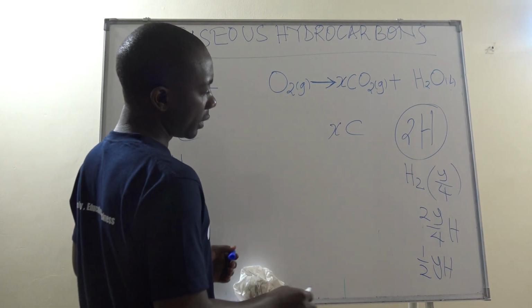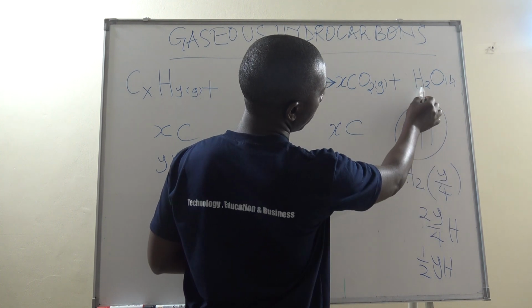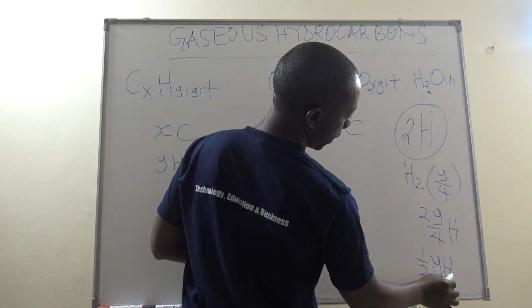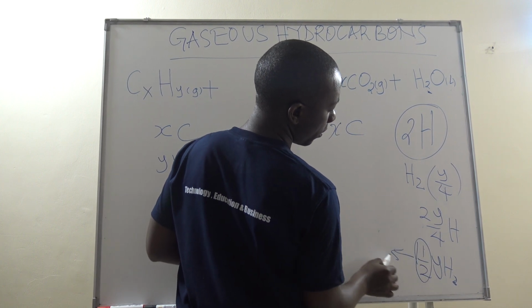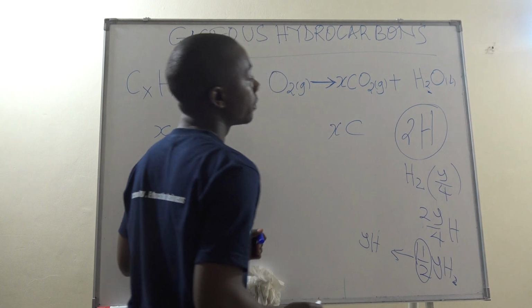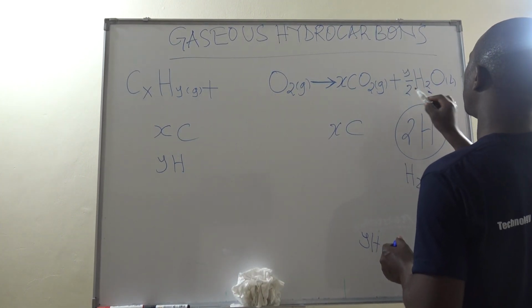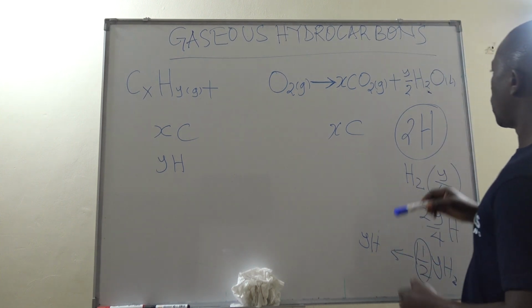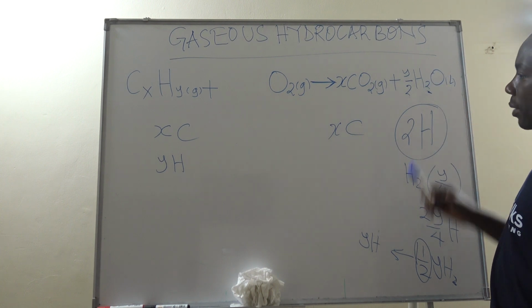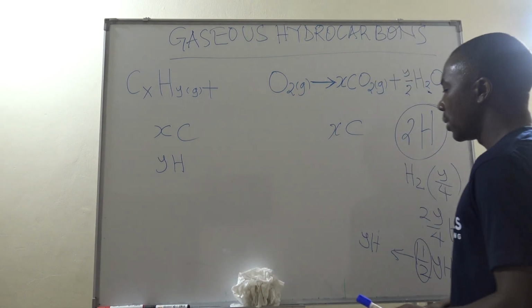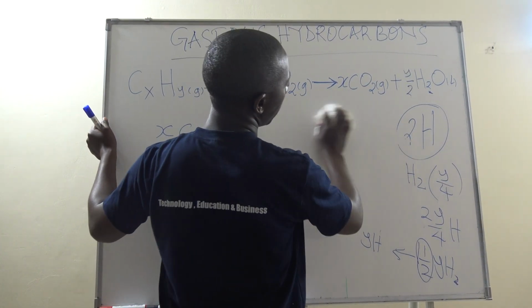But this half Y hydrogen, remember this hydrogen here has a 2. So that 2 cancels out with this half, and then we come up with Y hydrogen. That's why we go ahead and have Y over 2 here, so that this half times this 2 gives us back Y hydrogen. And for that reason we have been able to balance the hydrogen atoms.